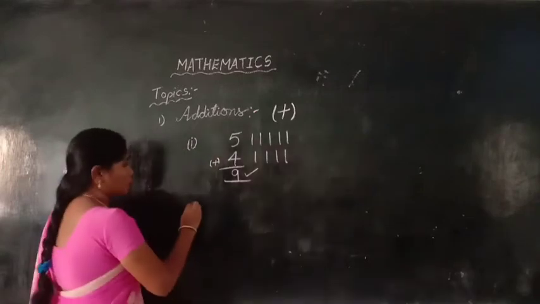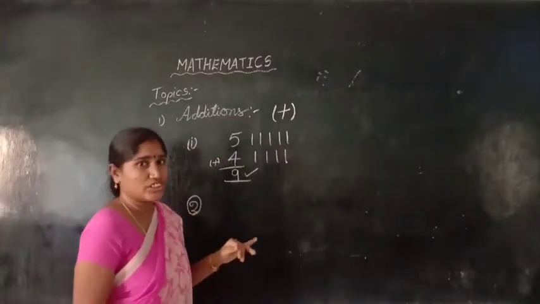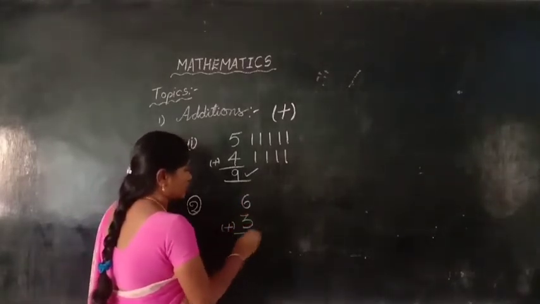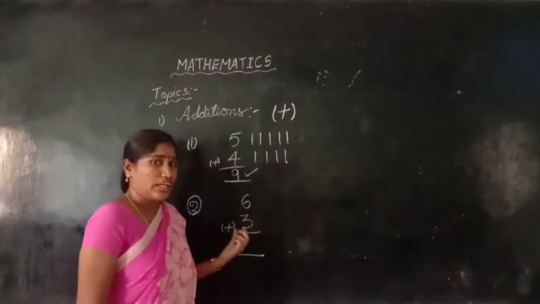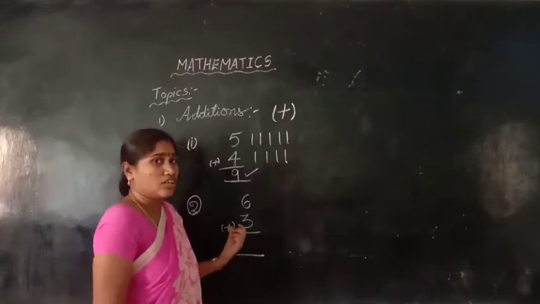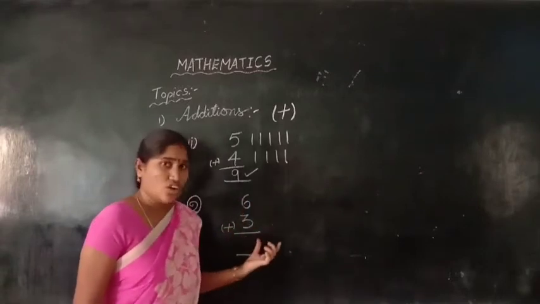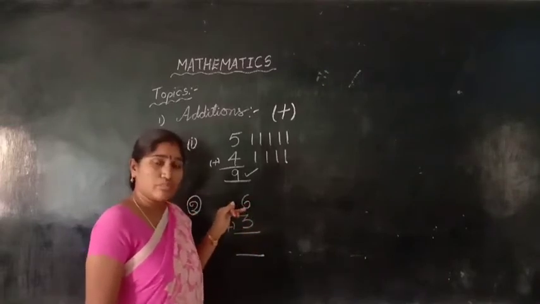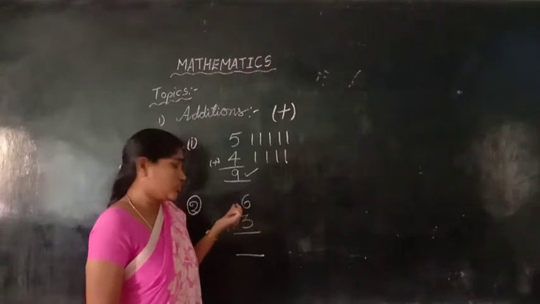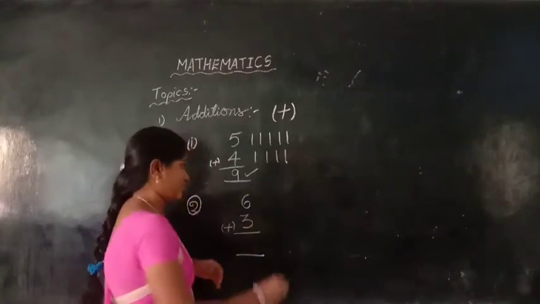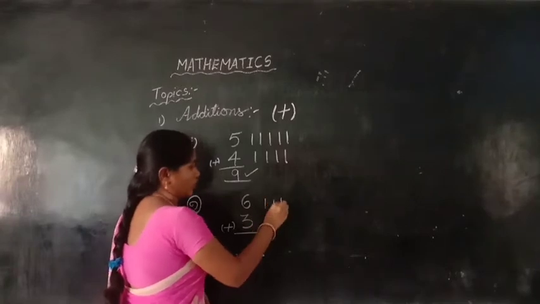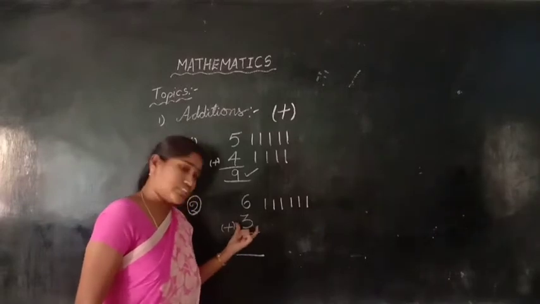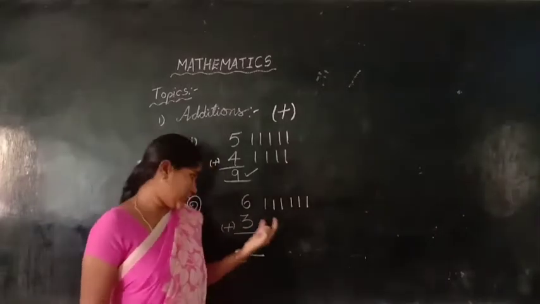Now we are going to do one more example. Okay children? 6, 3. What is this symbol? Plus. It is plus. Now we are doing 6 plus 3. Okay children, shall we do this addition? Now, see this first number, children. Which number is this? 6. Now, we will take 6 dots first. 1, 2, 3, 4, 5, 6. Next, see here children. Which number is this? Yes, correct. It is 3.